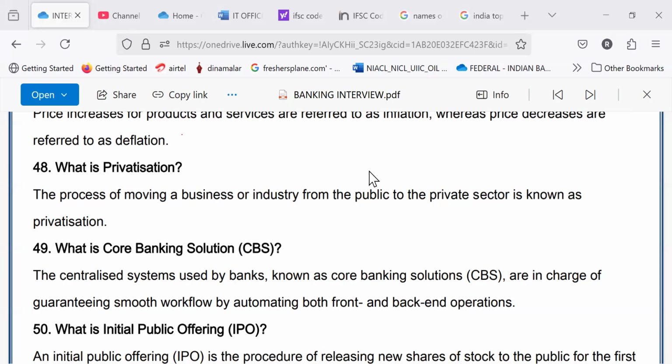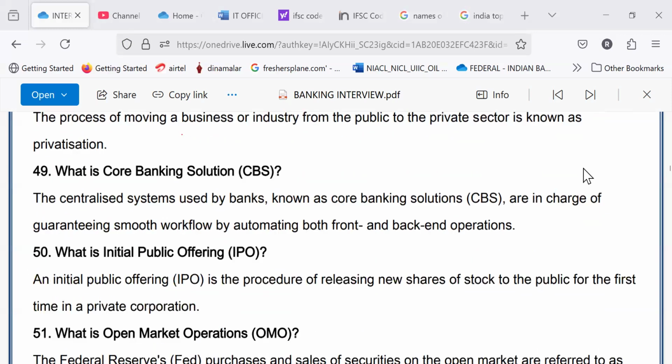Yes, sir. What is privatization? The process of moving a business or industry from the public to the private sector is known as privatization. Continue. What is core banking solution?